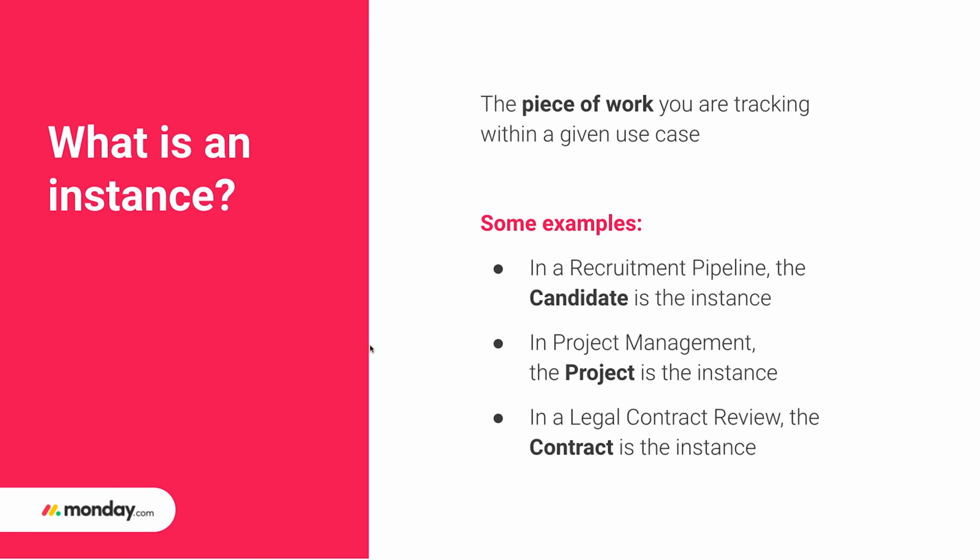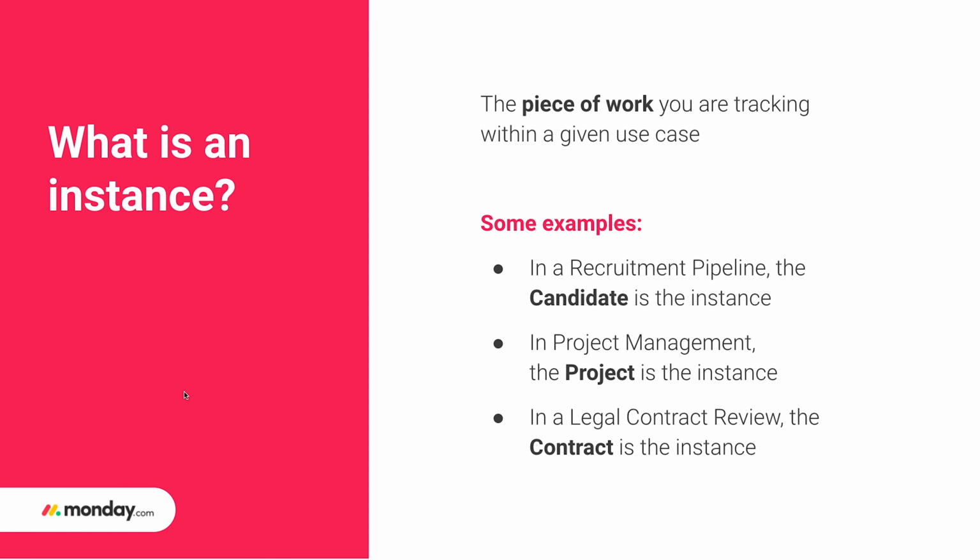In project management, right, what are we trying to accomplish? We're trying to finish projects. So projects are the instance, right? There are multiple tasks, sometimes hundreds, within a project, but really the thing that we are trying to accomplish is the project. And then same thing with the legal contract review. The contract is going to be the instance there.